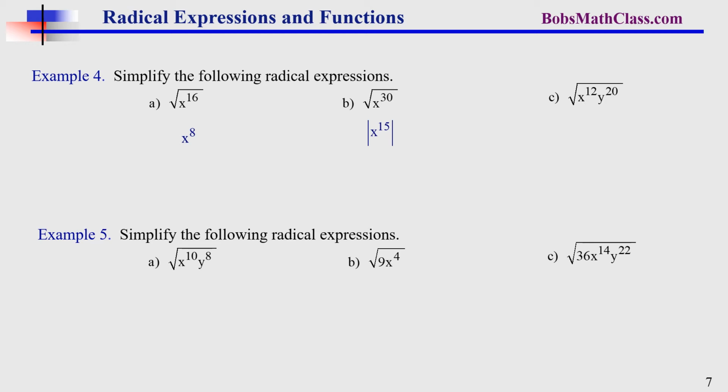Our next one, 2 variables this time. So 2 into 12 would be 6, and 2 into 20 would be 10. No absolute value needed because both exponents are even. Let's go on to example 5. 2 into 10 would be 5, and 2 into 8 will be 4. Absolute value needed around the x to the 5th because it's an odd exponent.